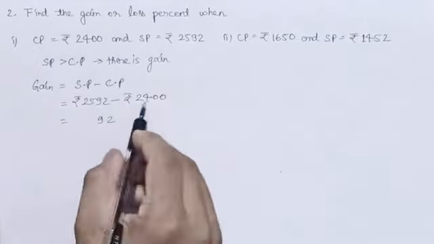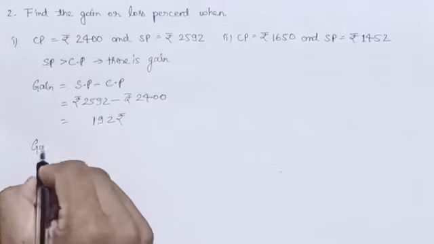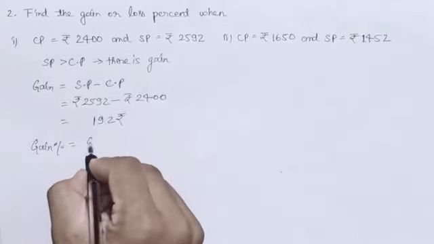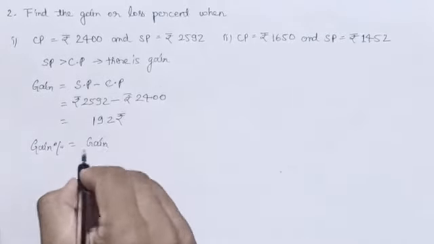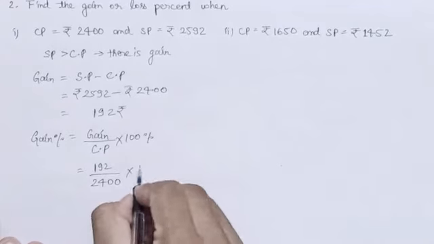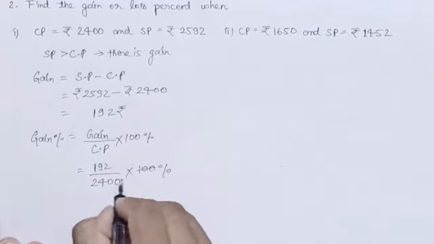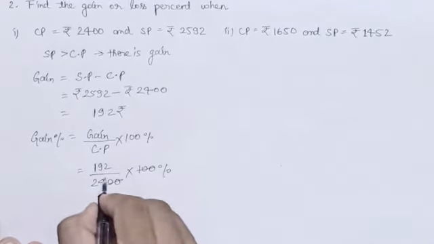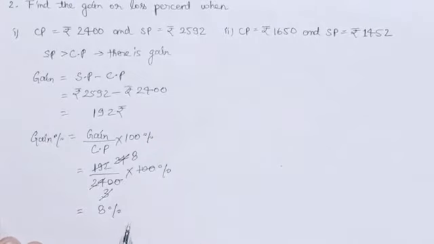Now again we have to find the gain percentage. So gain percent. You know formula for gain percent is gain divided by cost price into 100%. Now let us apply. So here the gain is 192 divided by cost price 2400 into 100%. 100 and 20 cancel out. 8 3 times 8, 2 times 16 and 8 4 times 32. Again 3 8 times. It means there is a gain of 8%. Now let us move to next part.